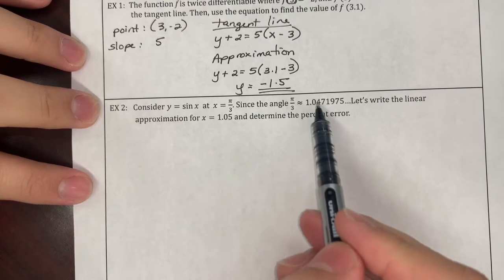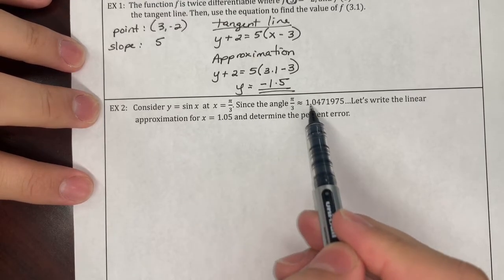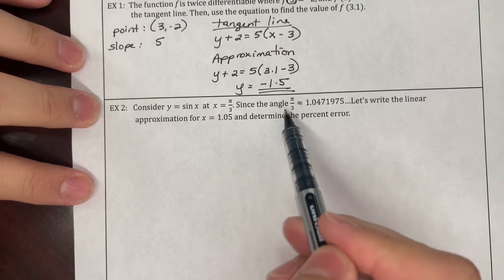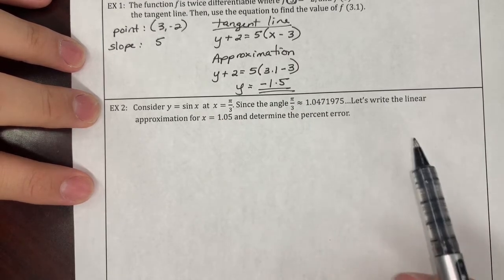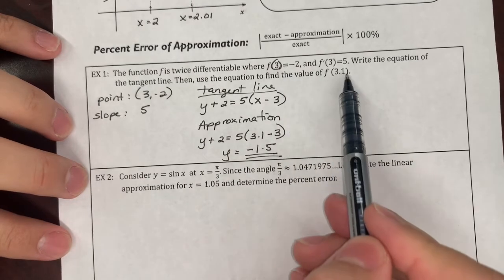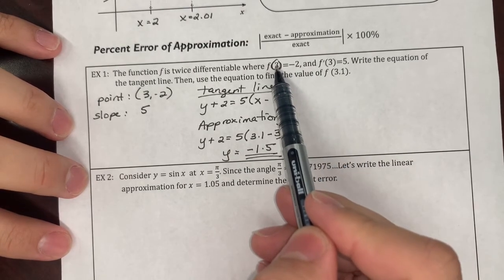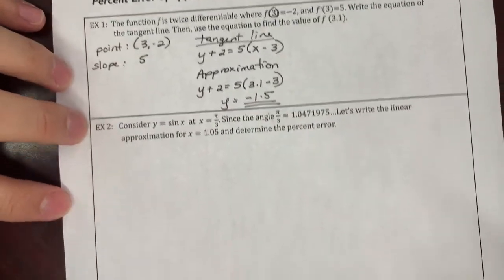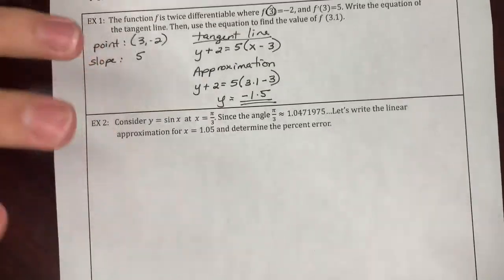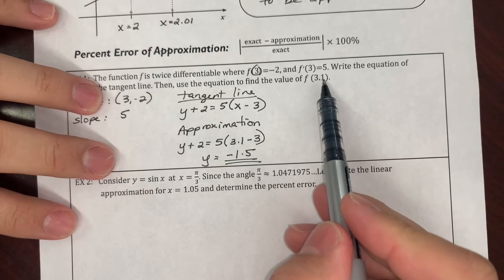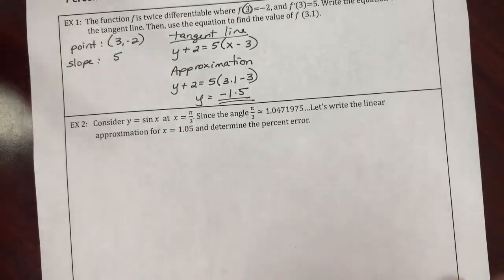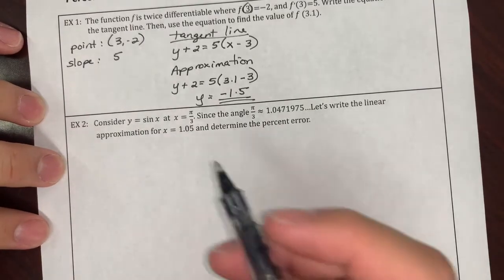So you'll notice 1.05 is really close to this. So if we find the equation of the tangent line at pi over 3, then that should give us a pretty close approximation. Same thing up here. 3.1 is pretty close to 3, so we can use the tangent line to give an approximation of what that value is. All right. Personally, I don't know why they don't just plug the value into the original function, but again, I don't know. So we'll just go ahead and do what they ask us to do.